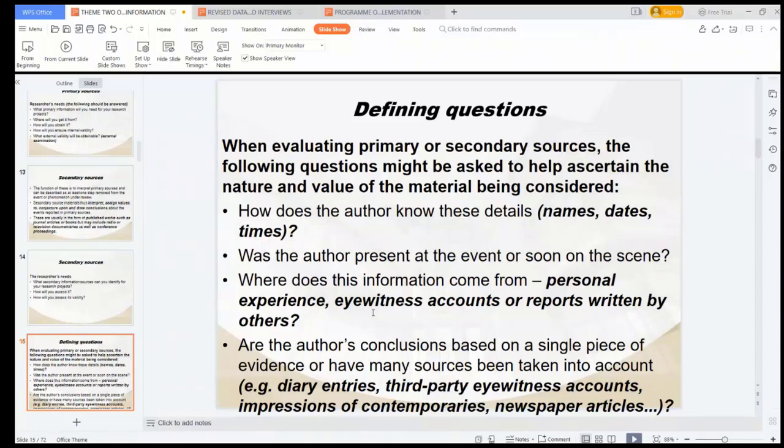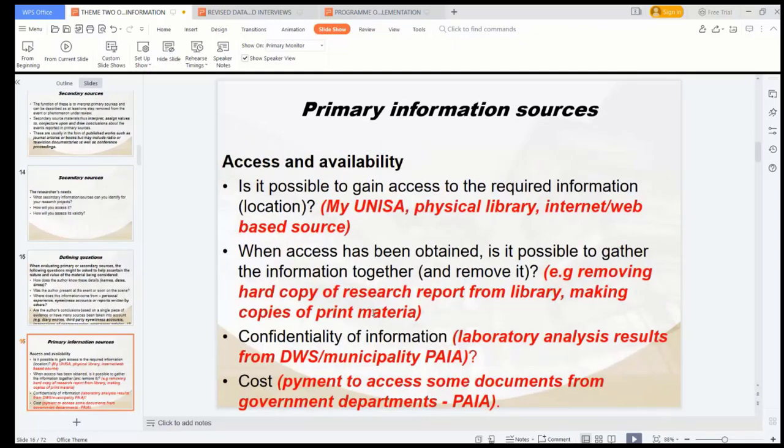So it can be asked, those many sources that have been considered, are they diaries, are they third-party eyewitness accounts, is it impressions of contemporaries or newspaper articles? Those that we are quoting, are we quoting from various types of information, or are we just quoting too many diaries, or too many newspaper articles? And I want to say, I am always very sensitive if I'm using a newspaper article, unless it is first-hand information, if it's the primary information. If it is second-hand, things like newspapers, I try to run away from.